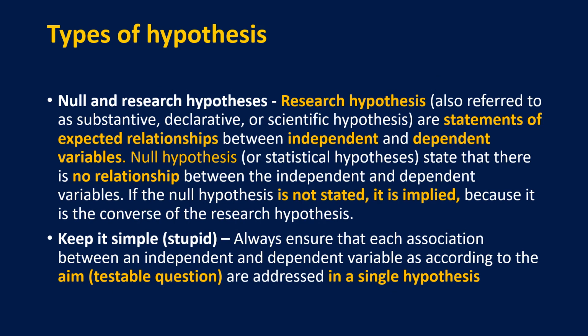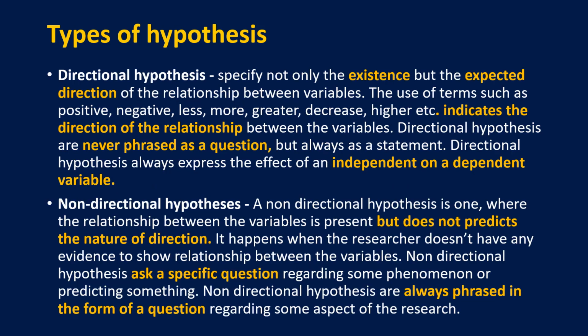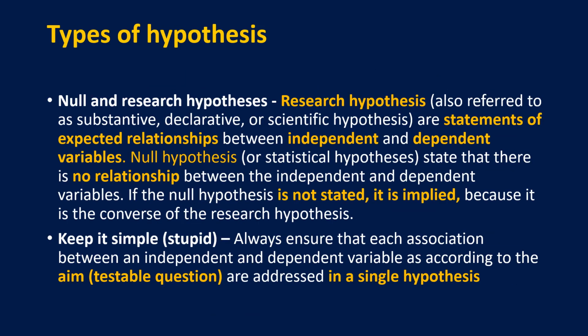And then the final thing here is the notion of null and research hypotheses. The research hypothesis is in essence what we have seen in the previous example. So it's either a directional or non-directional hypothesis. So it's the relationship between the independent and the dependent variables.